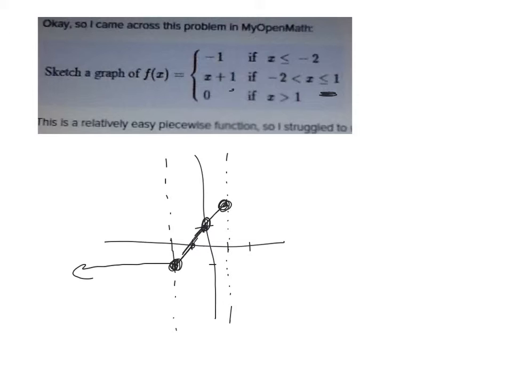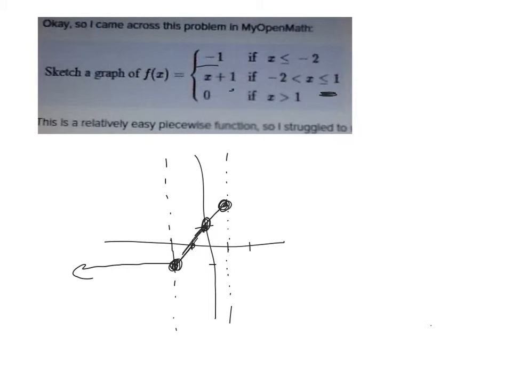Now on WebAssign, which you should do, on My Open Math, what's been working this last week when I was doing this is to do the filled-in dot for the -1 and then do an open dot right on top of it, and it seems to be working. They seem to be taking the answers.